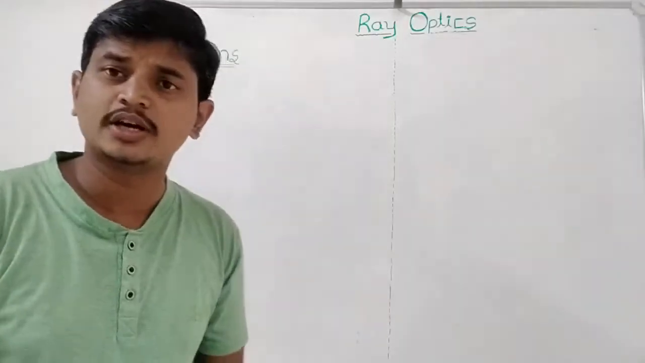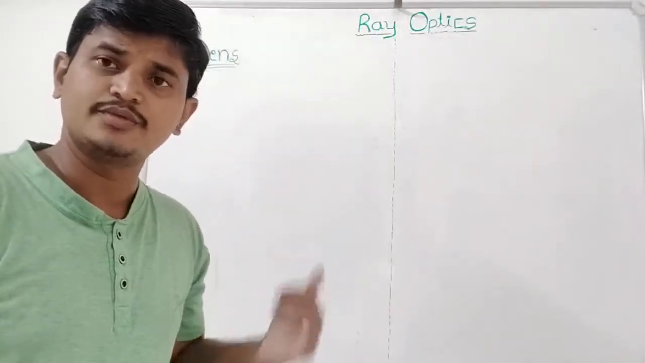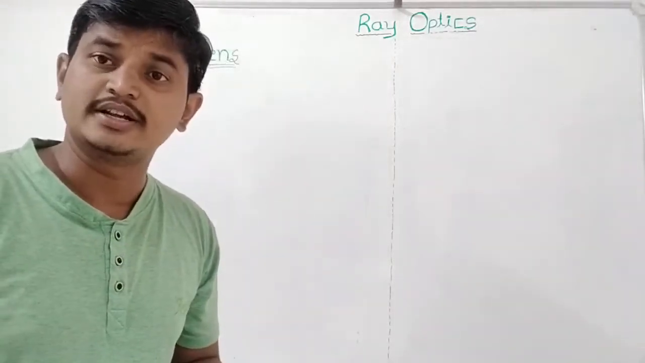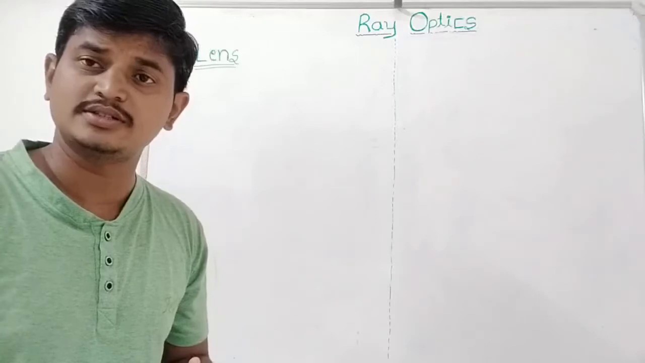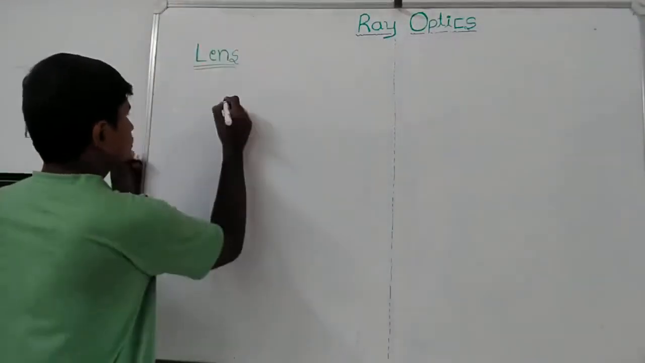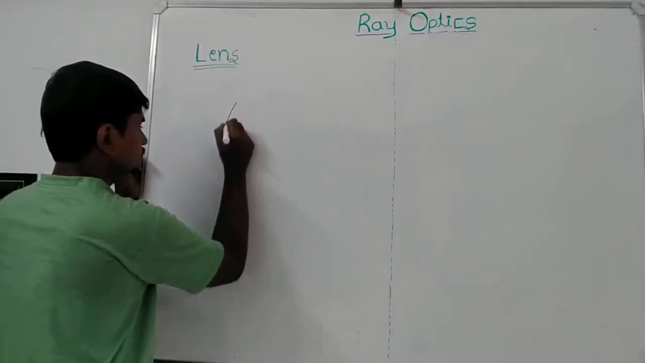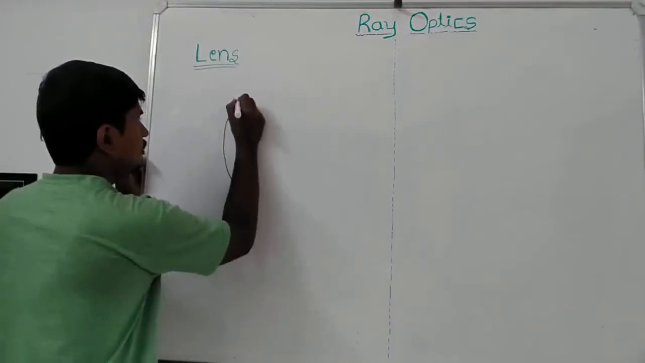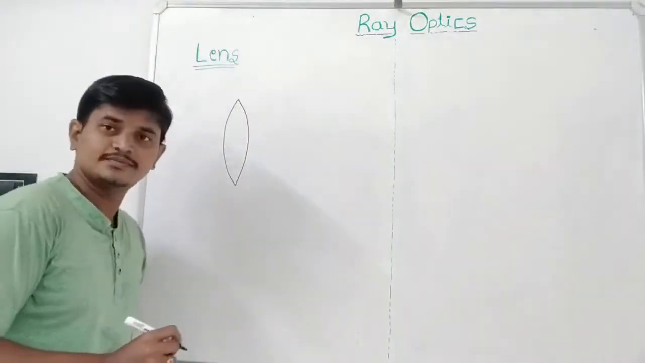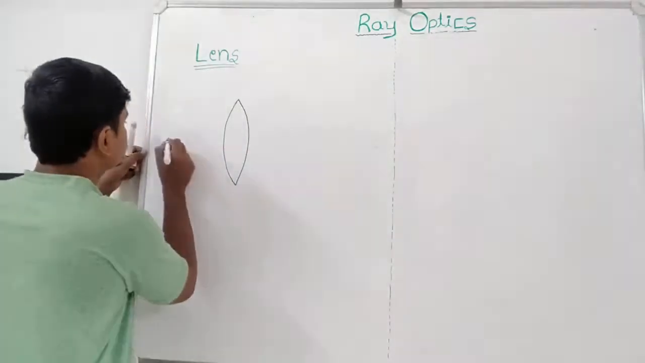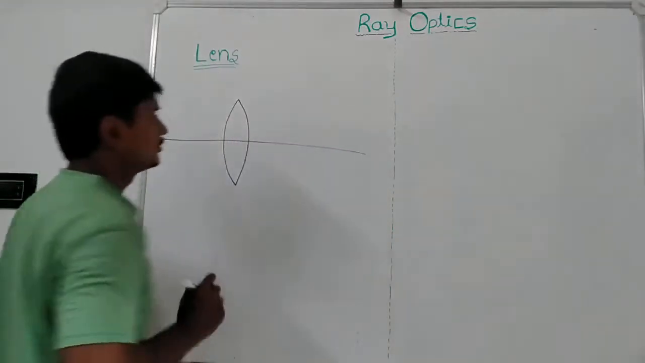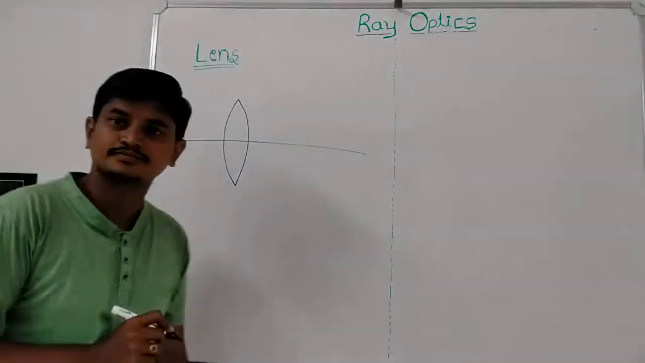Again, there are some important terms in the lens: principal axis, optical center, radius of curvature, center of curvature, like this. Now I will explain those concepts. Imagine, this is a convex lens, and this is the principal axis.